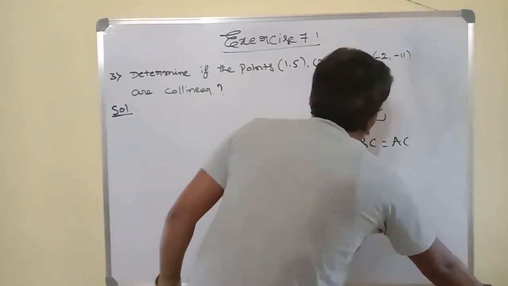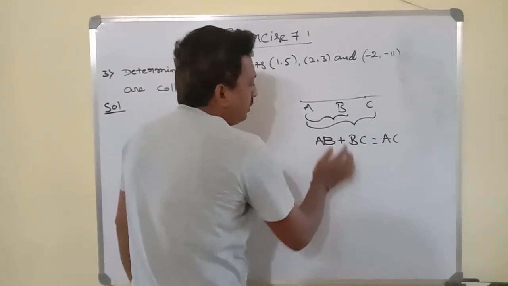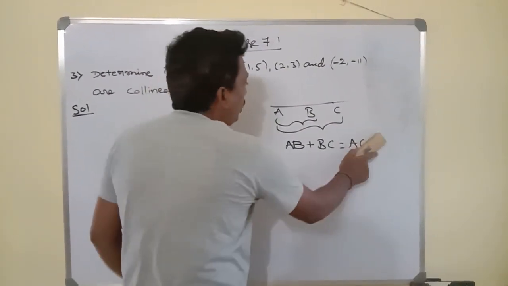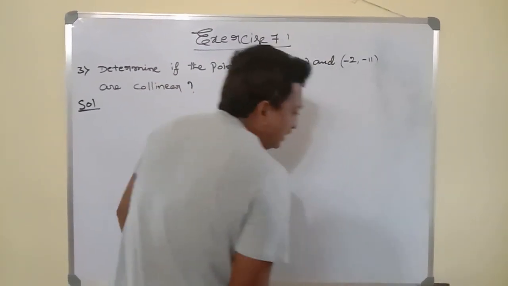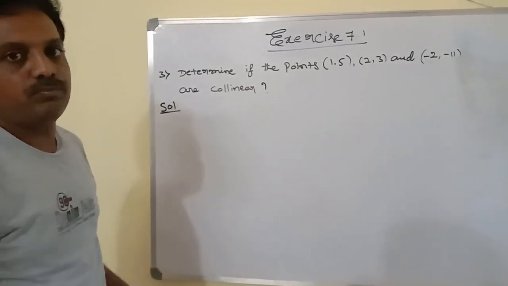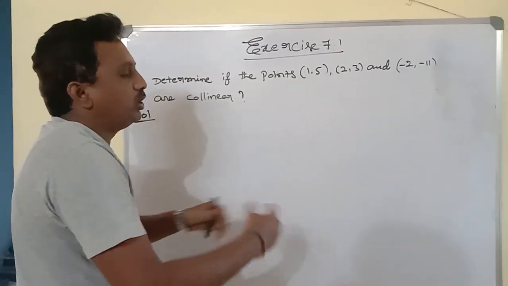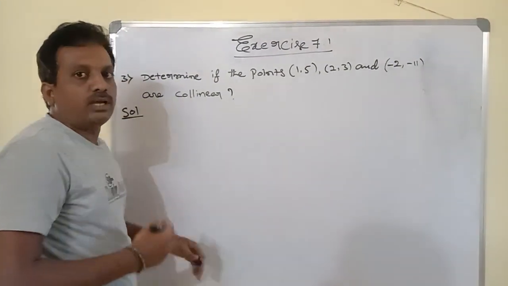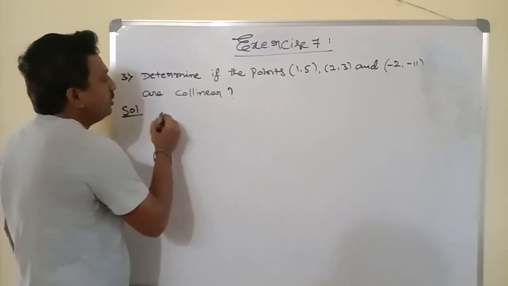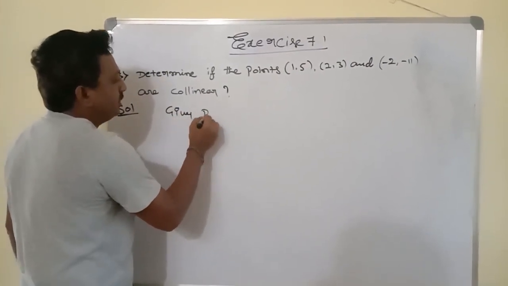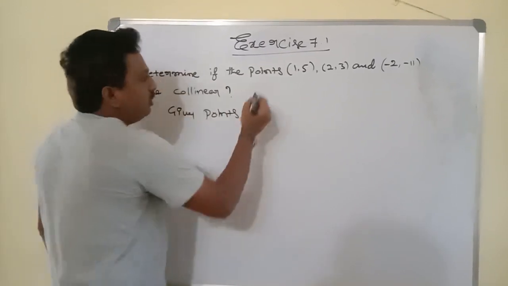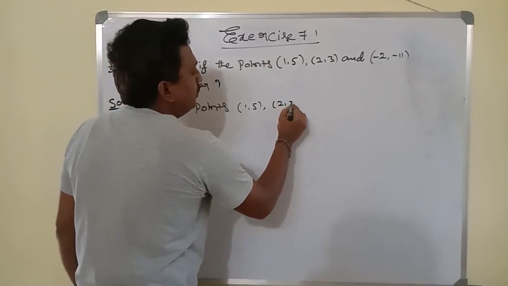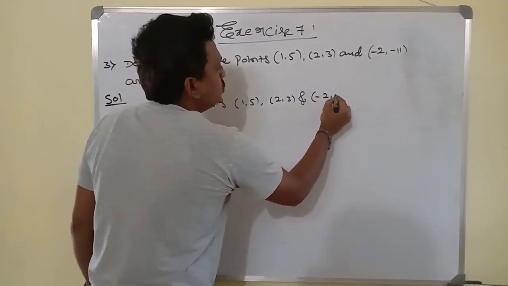So calculate those distances: AB, which is the distance between 2 points, and BC and CA. Calculate the distances for the 3 points and check whether one distance is equal to the sum of the other two distances or not. Now, what are the given points? (1, 5), (2, 3) and (-2, -11).